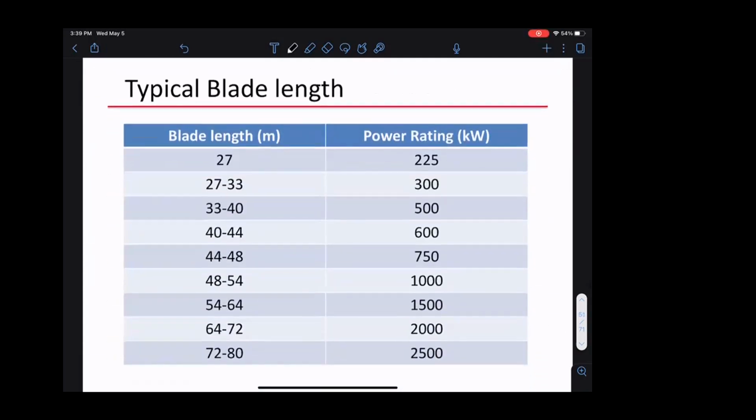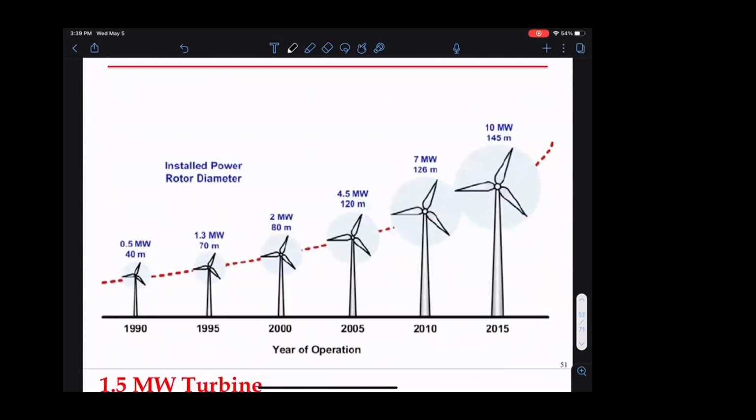So you look at the table. We started at relatively small blades, 27 meters. Nowadays, it's not uncommon to see lengths close to 100 meters. And so we went from something like 200 kilowatts to more than 2 megawatts in rated power. Again, the larger you can build it, the more power you can extract, and they scale like this. You can build a 10 megawatt turbine if you want.